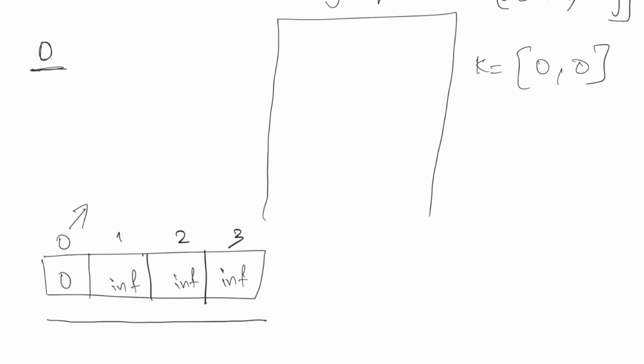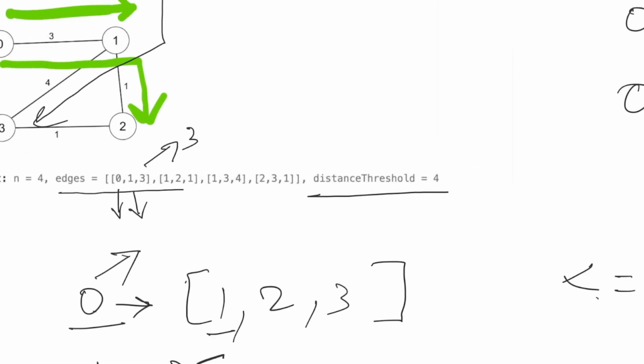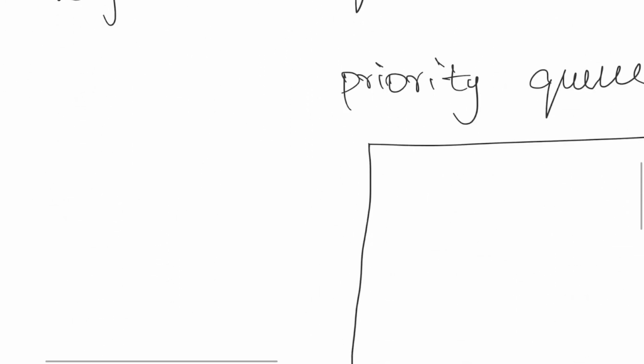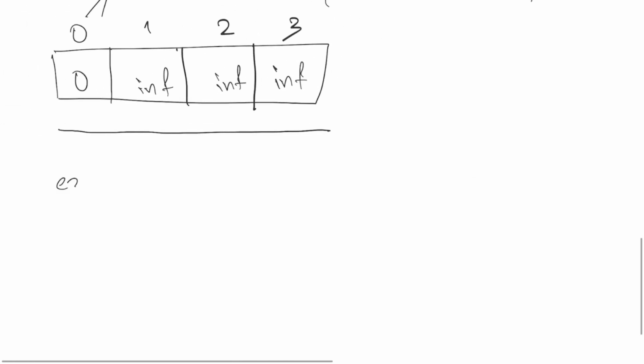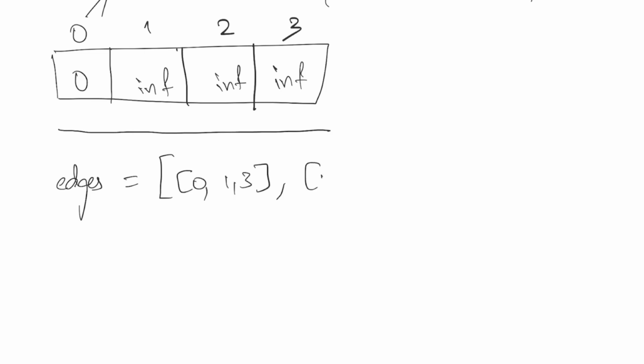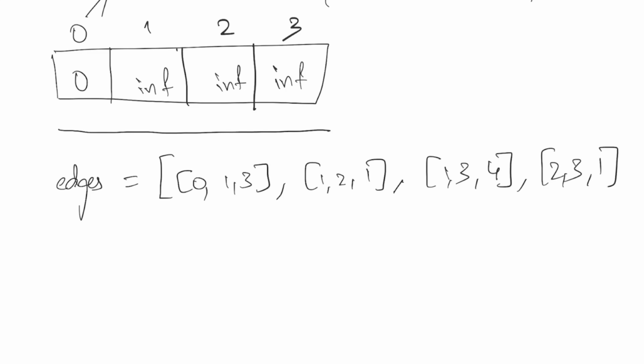From this I'll get the adjacency list of 0. What does adjacency list mean? You're given the edges, right? From this you need to create an adjacency list. I'll write down this particular thing. Edges equals, they have already given 0 1 3, 1 2 1, 1 3 4, 2 3 1. Okay, these are the edges which they have given.